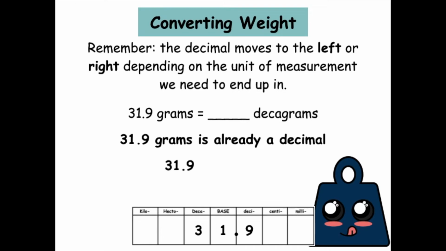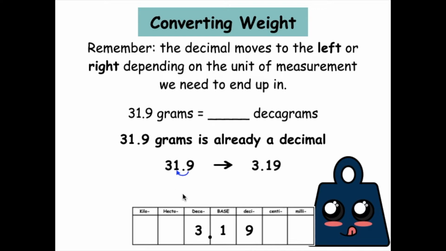So now we take our 31.9 and we figure out, okay, where am I starting and where do I need to end up? I'm starting in grams, which means I'm starting in a base unit, and I need to end up in decagrams, which means I need to move over one spot to the left. So my arrow, my decimal are going to move one spot to the left, and my decimal is going to move from living between the 1 and the 9 to now living between the 3 and the 1, sorry.